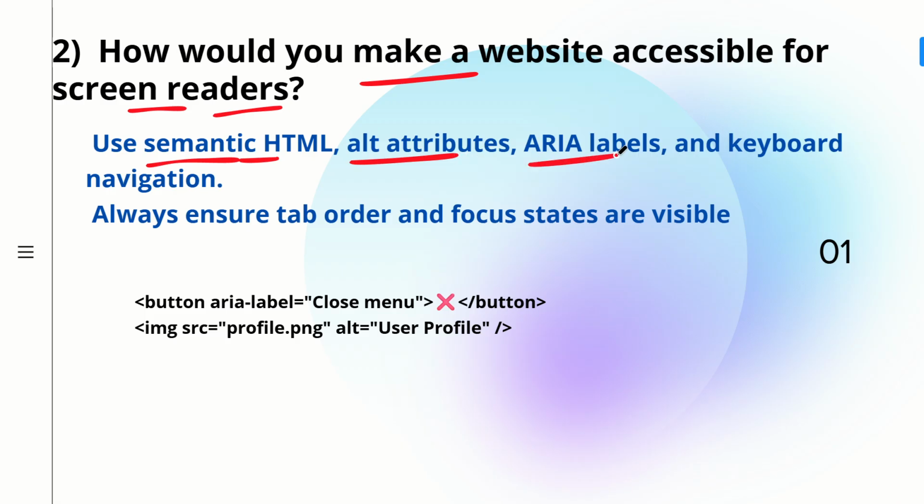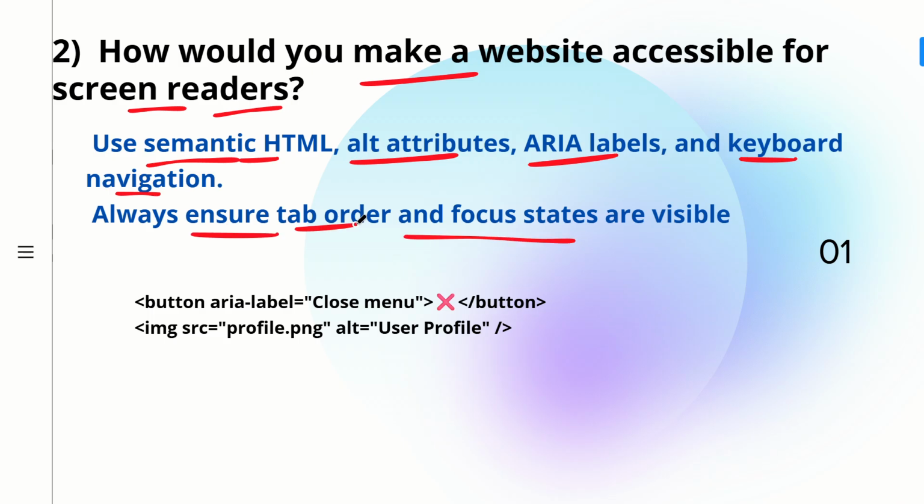Then you have aria labels, which you have to give, for the message you want to convey if it is some generalized element like a div or button. Then we have keyboard navigation, that is tabbing, so you have to give tab indexes. If you're making use of some third party libraries like Material UI or PrimeReact, they anyway support keyboard navigation, most of their components do. If it is not there, then we will have to make use of tabindex equal to 0. That attribute will have to be passed to our element. And always ensure that tab order and focus states are visible.